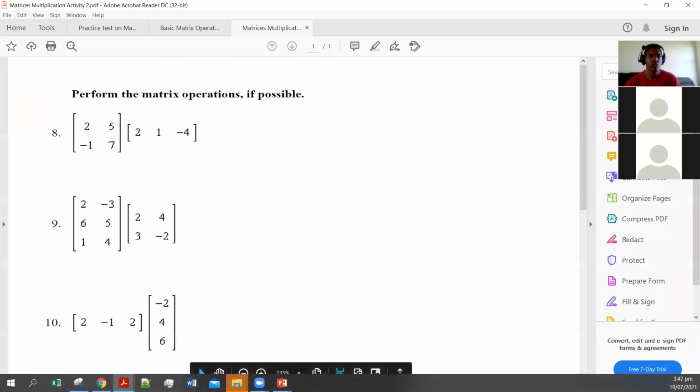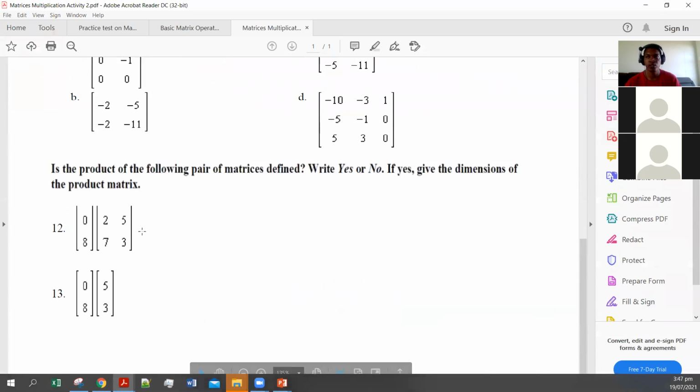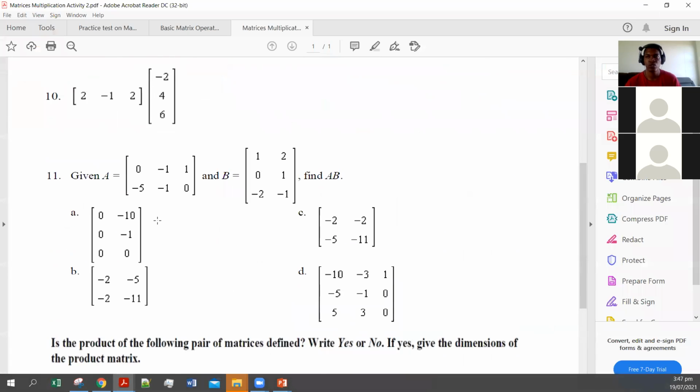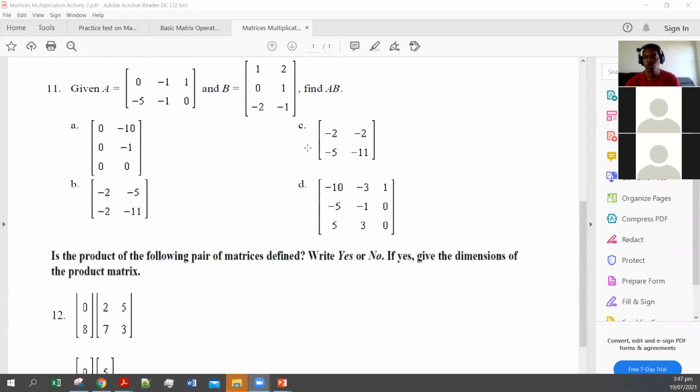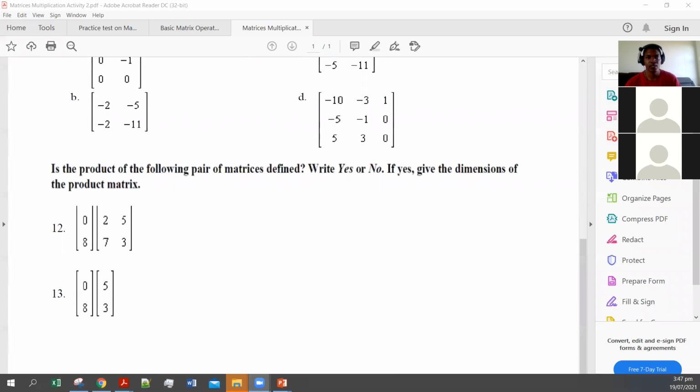Any questions? I will post this up on Google Classroom as well. Please do attempt to find out how we can solve this, or if you can solve it. And if you can solve it, then we can move on to the next step. Otherwise, it will be problematic.